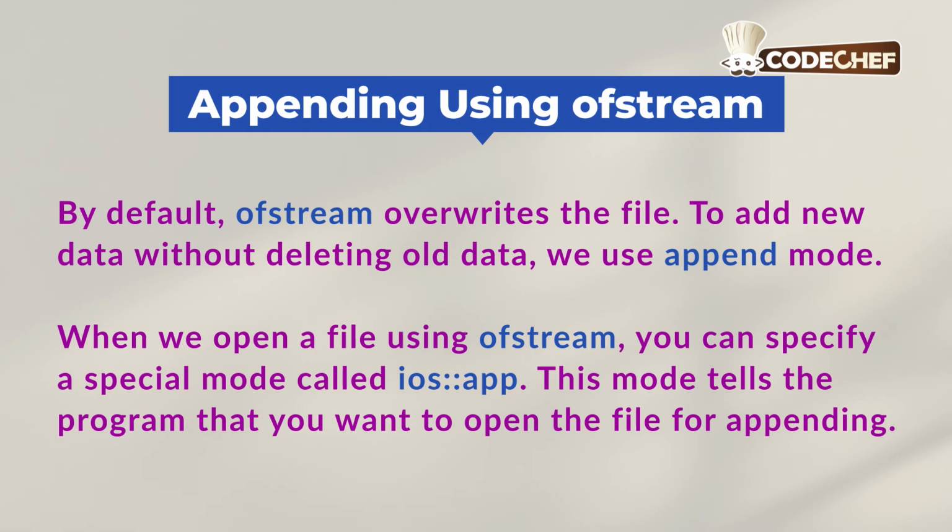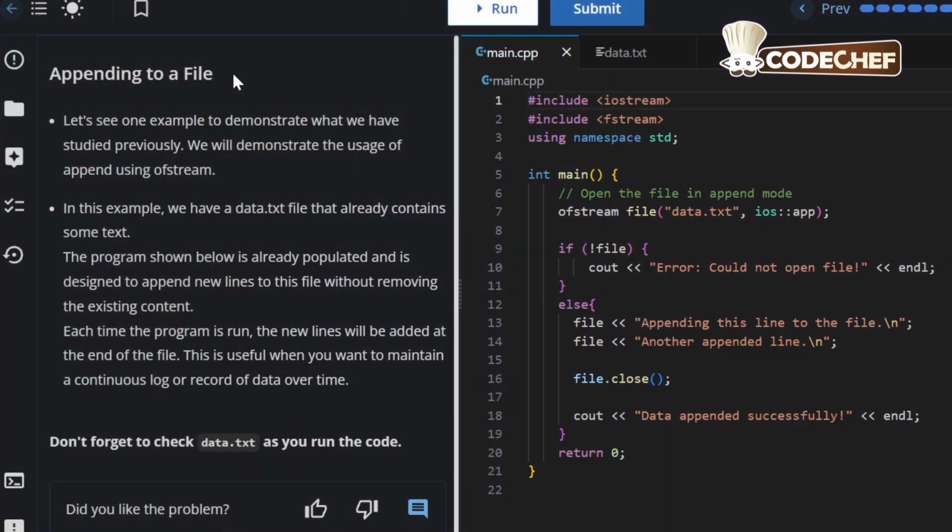When we open a file using ofstream, we can specify a special mode called ios::app, which means we are going to perform the append operation. This mode tells the program that you want to open the file for appending. Now let us go to the CodeChef platform and see how to perform appending using ofstream in C++. Program objective is appending to a file.